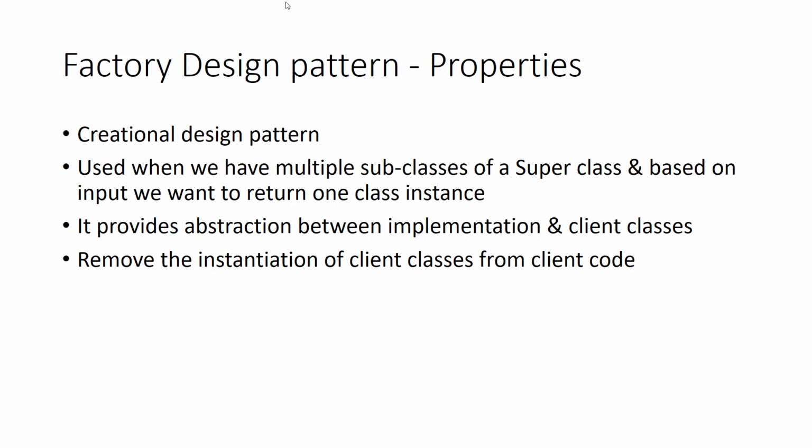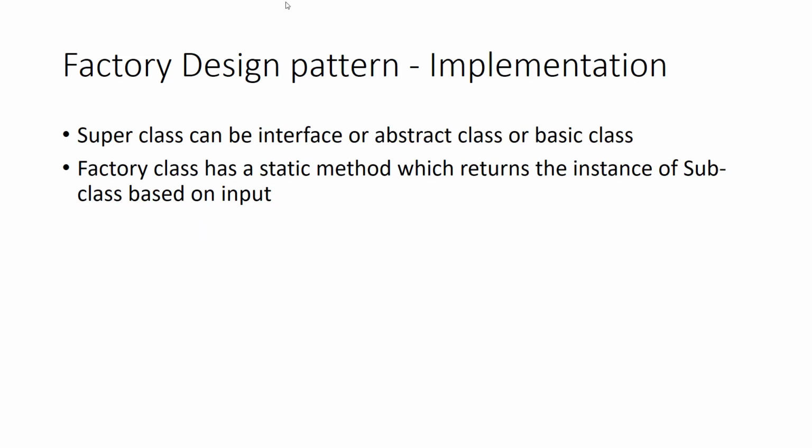But if we have the factory class, we will just give the type. There is no need to change anything, because the factory class is implementing all that. We just need to change the factory class, and it would handle everything. That is why we use the factory class. It provides us the abstraction. Now we'll see how it is implemented.